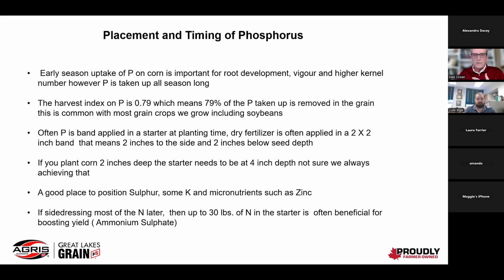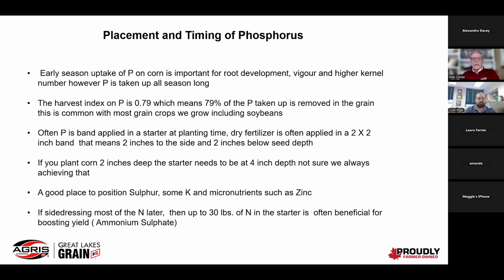And the harvest index for phosphorus is quite high. About 79% of the phosphorus that's taken up ends up in the grain. So getting as much as we can into the plant to be translocated to the grain later is an important step in optimizing yields. Also a factor when we're growing wheat and soybeans.